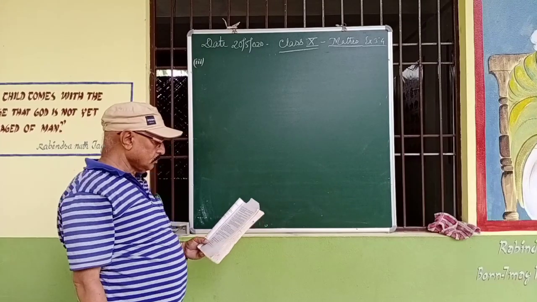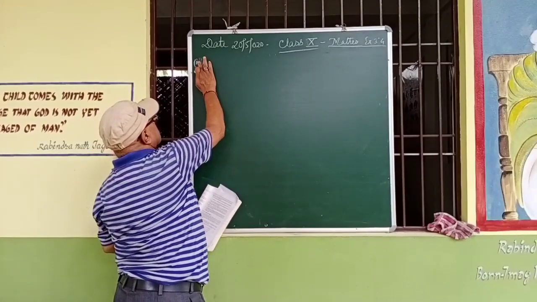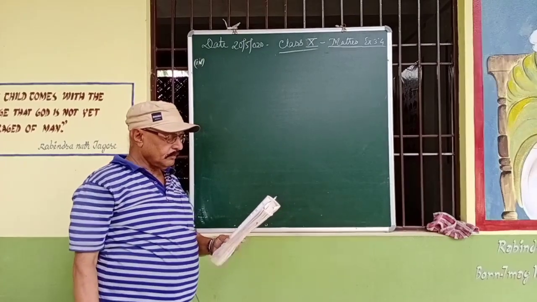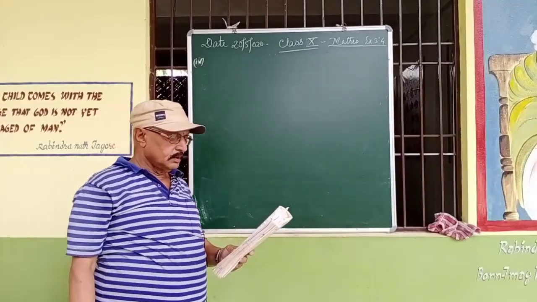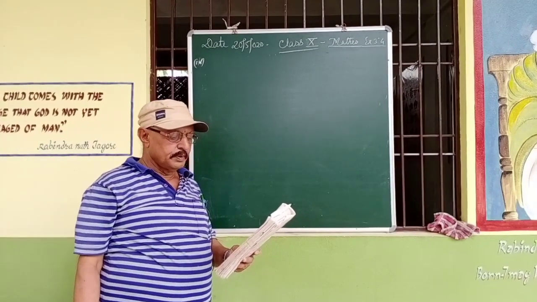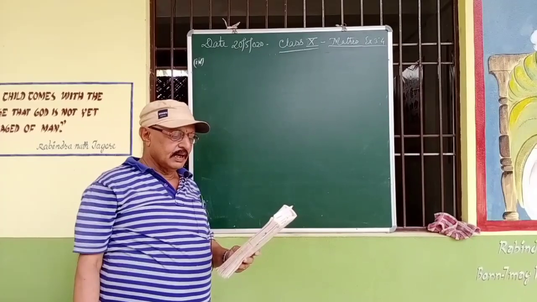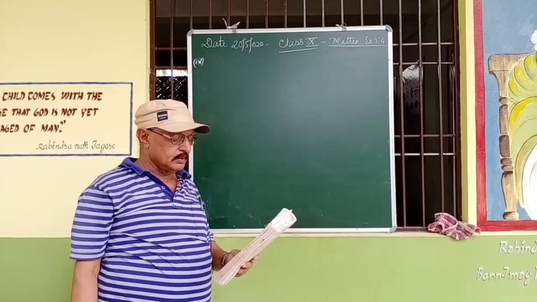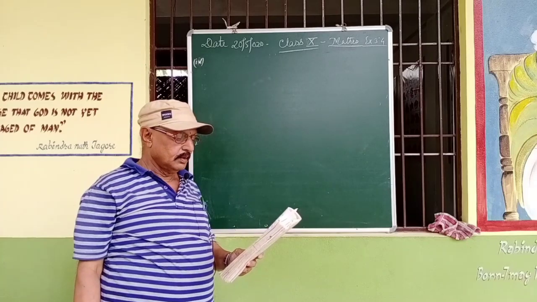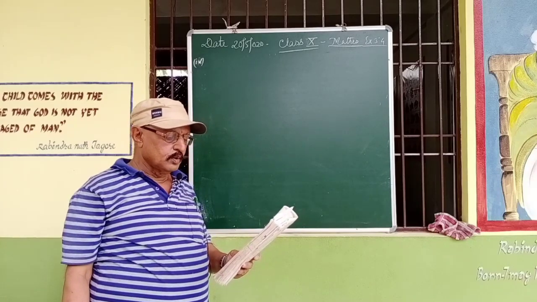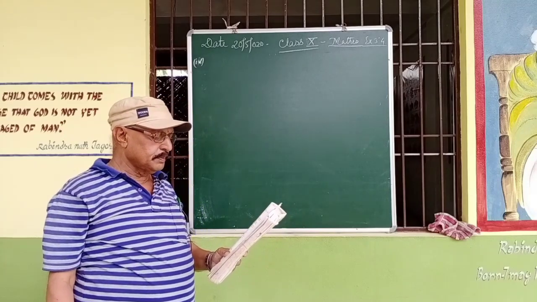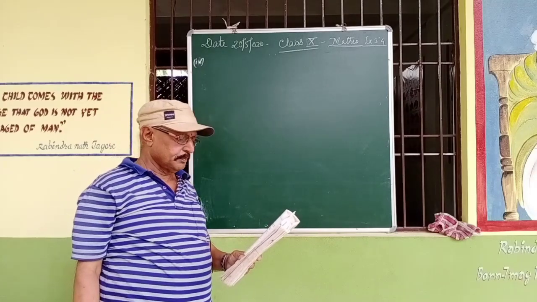Question number 4. The question is, Meena went to a bank to withdraw rupees 2000. She asked the cashier to give her rupees 50 and rupees 100 notes only. Meena got 25 notes in all. Find how many notes of rupees 50 and rupees 100 she received.